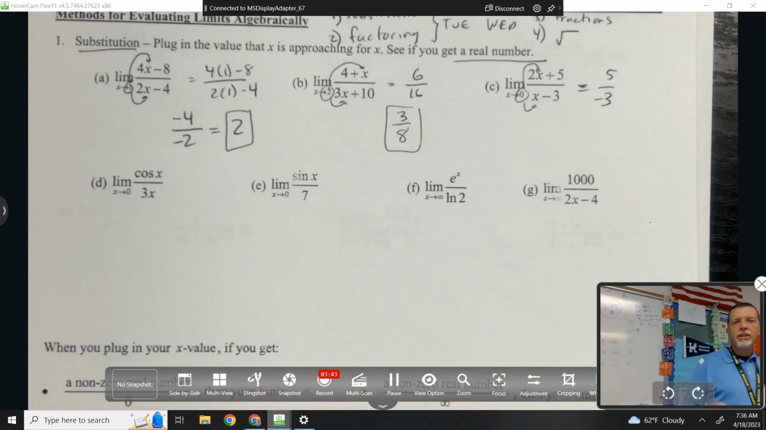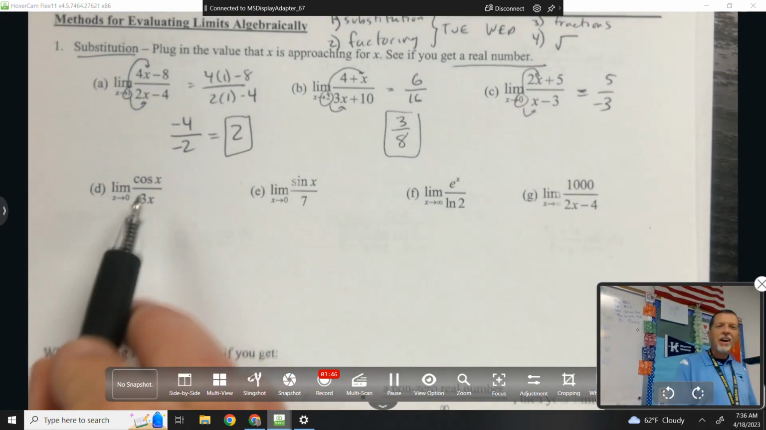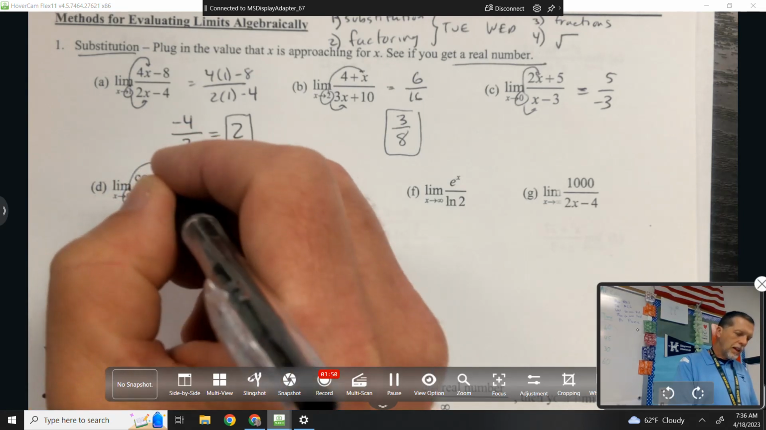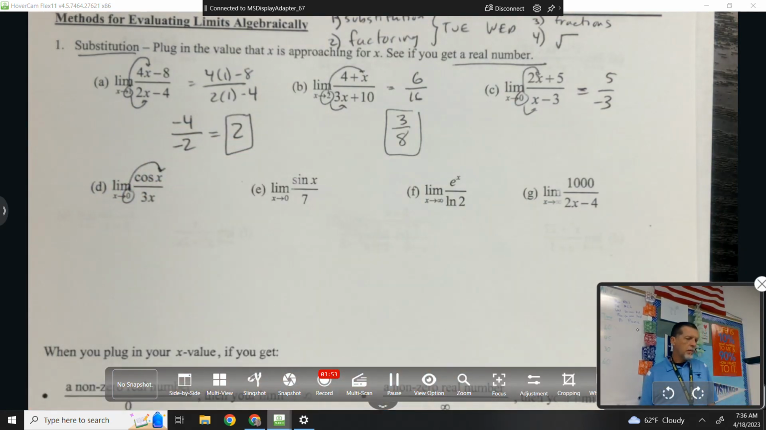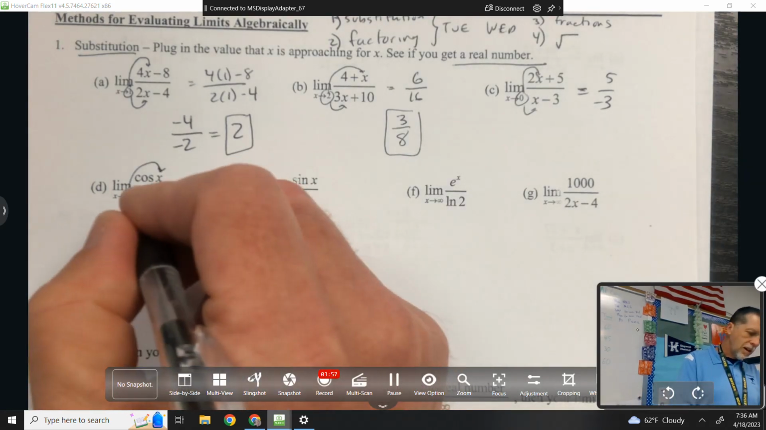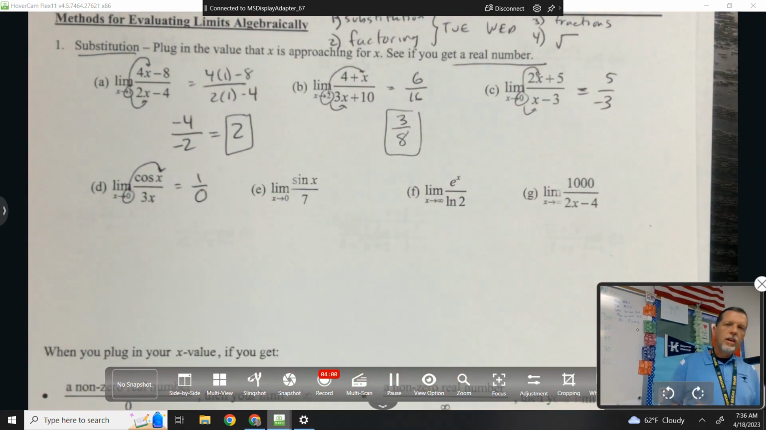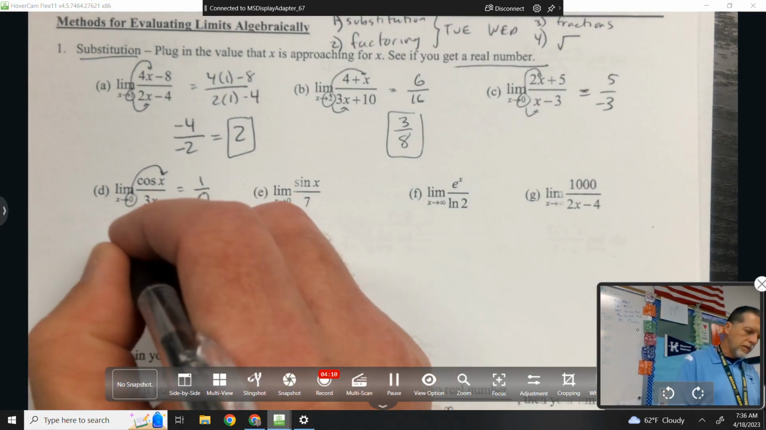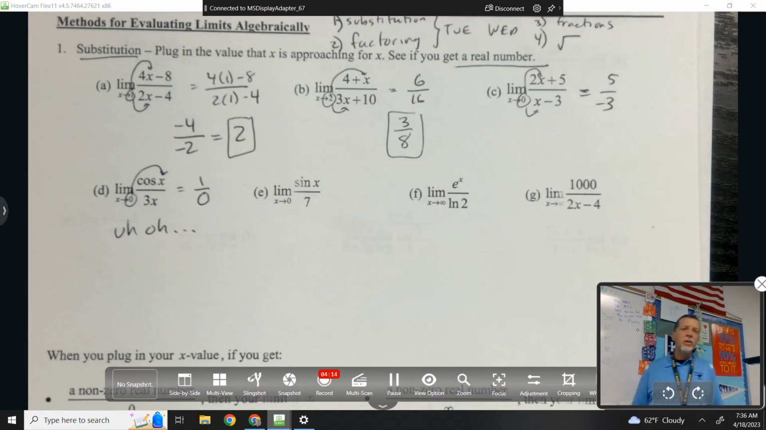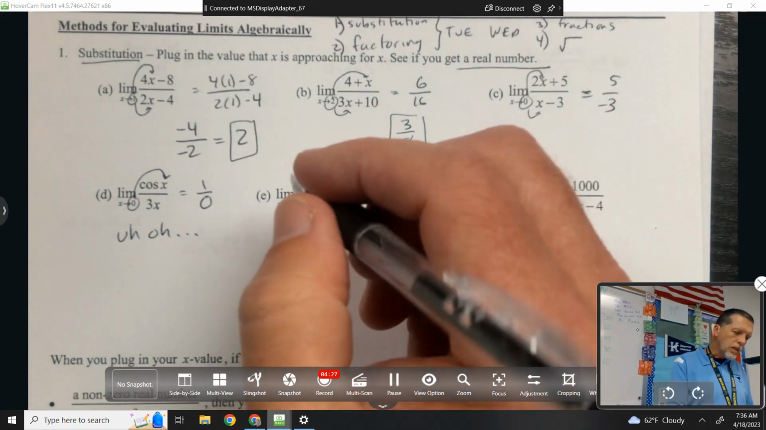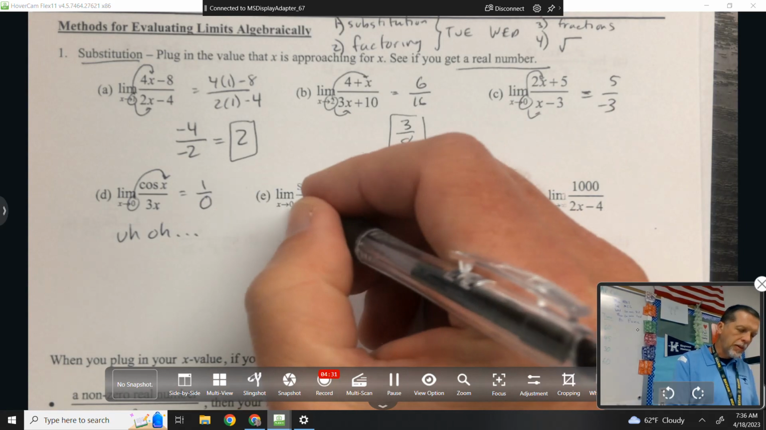Somebody asked yesterday, were we going to need to know the unit circle in this unit? And I said not very often, but occasionally. What's the cosine of 0? 1. 3 times 0 is 0. Okay, that's a problem, because 1 over 0, I can't do that. We don't know enough to handle that yet, so we need to put a pause on that one. What else can we do? Well, there's nothing else to do yet. Let's keep going. We'll come back to that one in a minute.